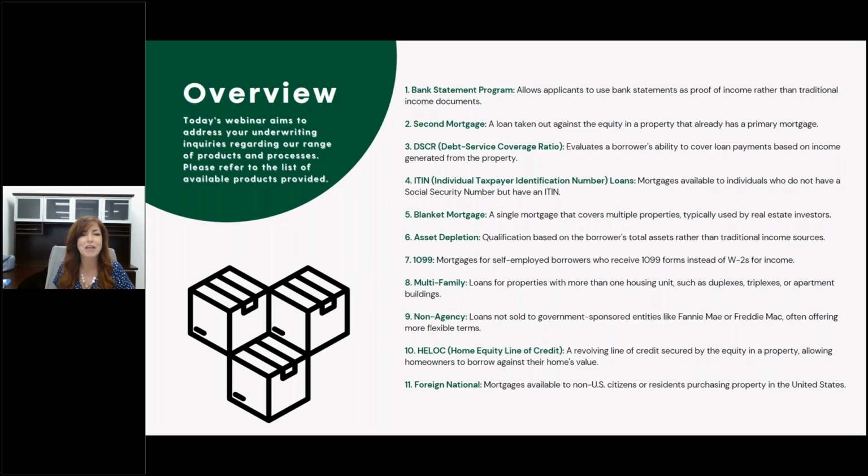Our basic program, which everybody knows, is bank statements. That's a big thing right now. And as you probably know, it is for self-employed borrowers only. Let me start out with that, as there's a lot of confusion.